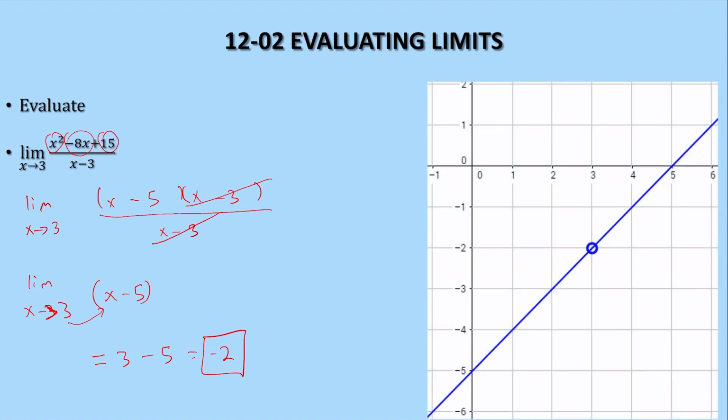If we were to graph this, here's where x is 3. The y value is negative 2. Even though when you graph it, there is a hole in the function there. Because when you plug in a 3, you'll be dividing by 0. Therefore, it's undefined and has a hole in the graph. But we can still find the limit at that hole.